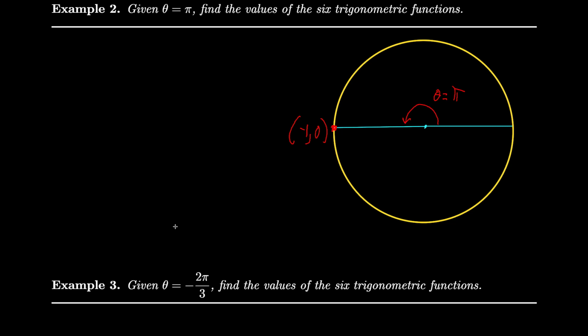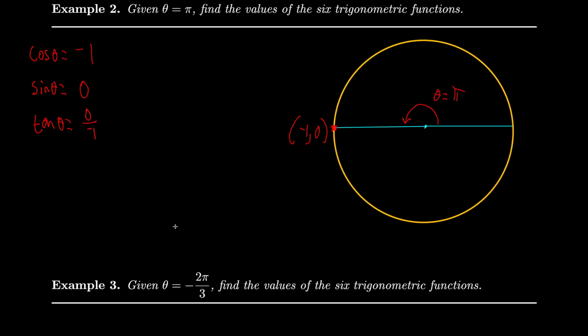So let's find these. Let's find cosine of theta. Remember, cosine of theta is just the x-coordinate, so it's just -1, always. The sine of theta is the y-coordinate, so it's just 0. The tangent of theta is just 0. What's y over x? So it's just 0 over -1.